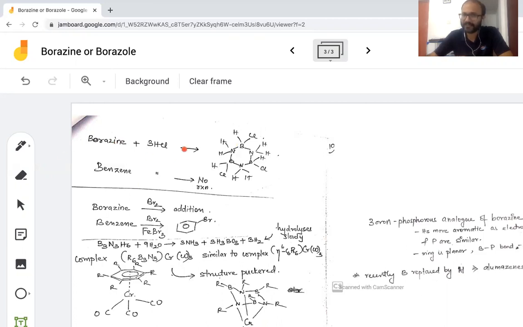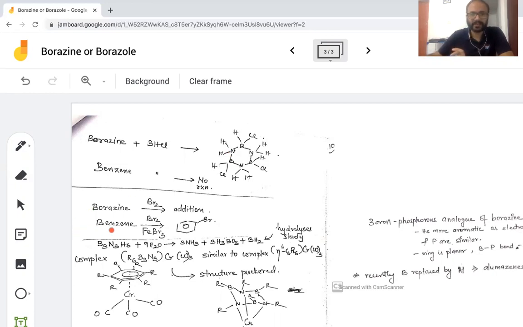So here itself you can see the difference in reactivity. Benzene is unreactive to HCl, but borazine shows an addition reaction. Now this is because one of the atoms is acting as a basic atom, and another atom is acting as an acidic atom. So that's why the electronegativity difference is leading to the addition reaction in this case.